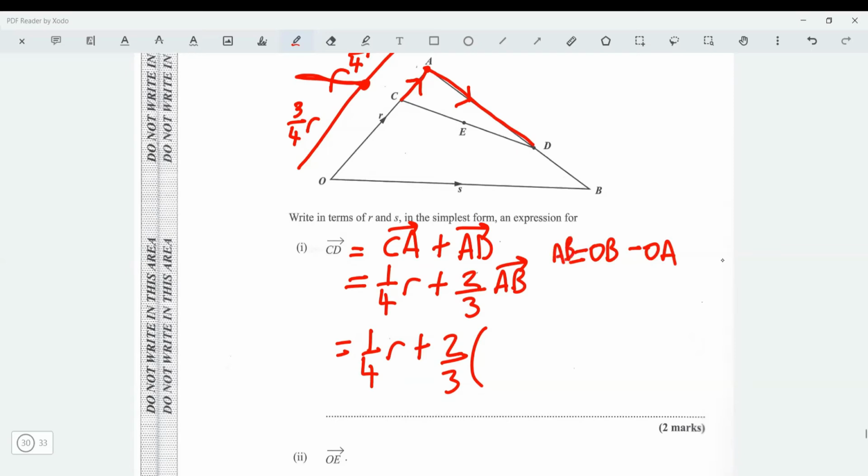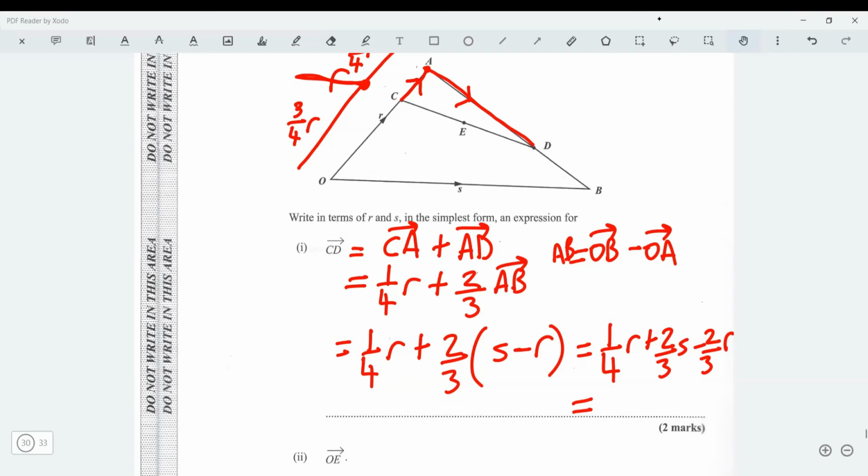So OB minus OA, if you work that out, OB is S minus OA is R. So we end up getting 1/4 of R plus 2/3 of S minus 2/3 of R. And so we work that out now. We just need to add 1/4 and minus 2/3.